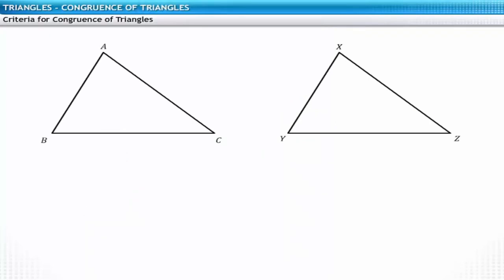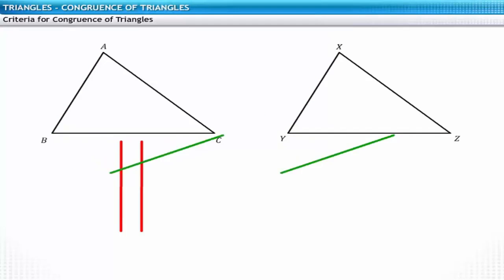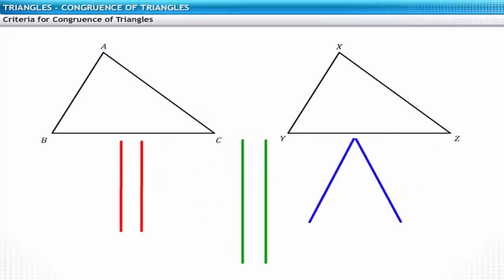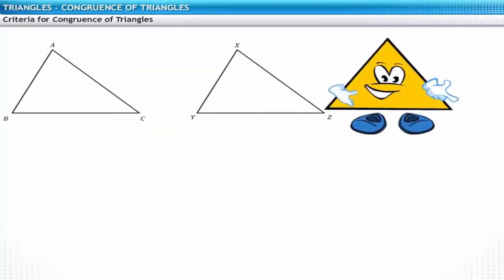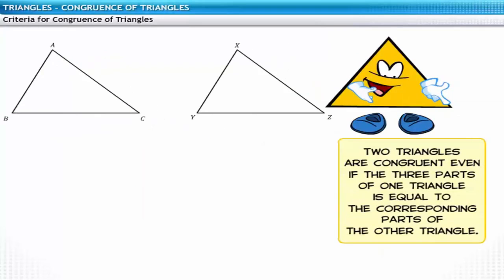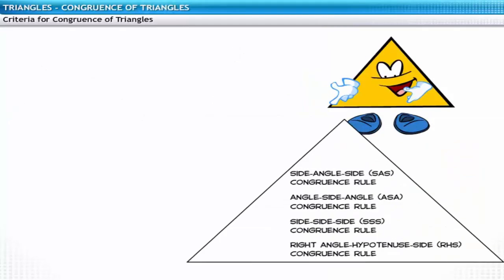Congruence of two triangles is defined based on different criteria. We know that two triangles are congruent if all the 6 parts of one triangle are equal to the corresponding 6 parts of the other triangle. You can also prove two triangles are congruent even if 3 parts of one triangle are equal to the corresponding parts of the other triangle. We'll discuss the basic 4 criteria that state two triangles are congruent.